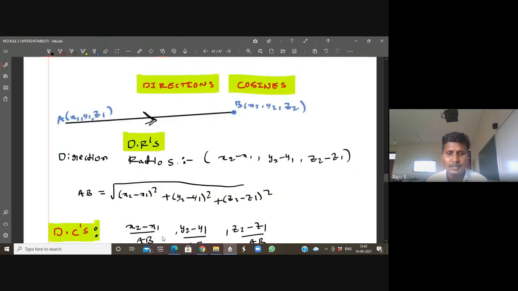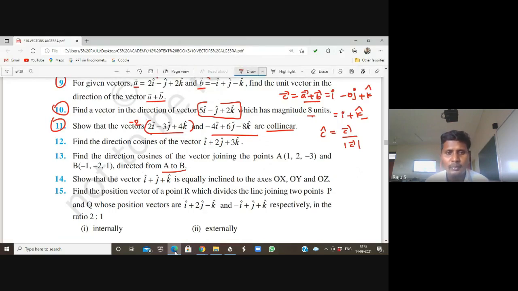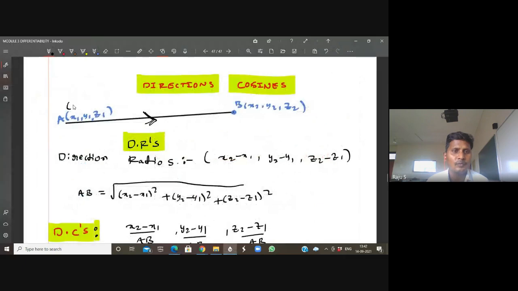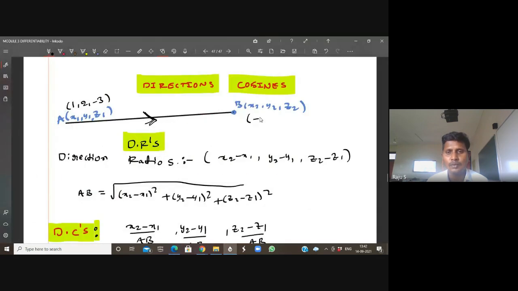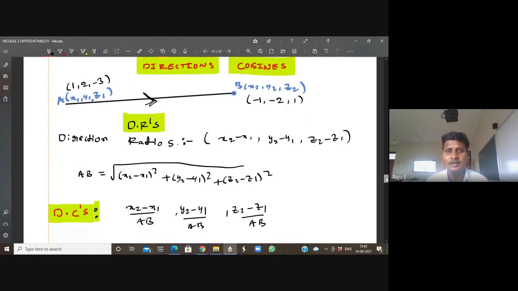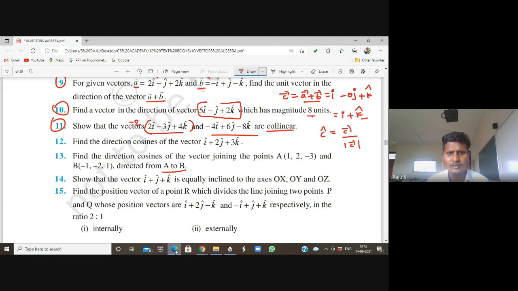Here, what are the points they have given? This point is 1, 2, minus 3, and this point they have given is minus 1, minus 2, 1. Two points they have given. Is it difficult? First, you have to find direction ratios. Direction is very important. It is directed from A to B.